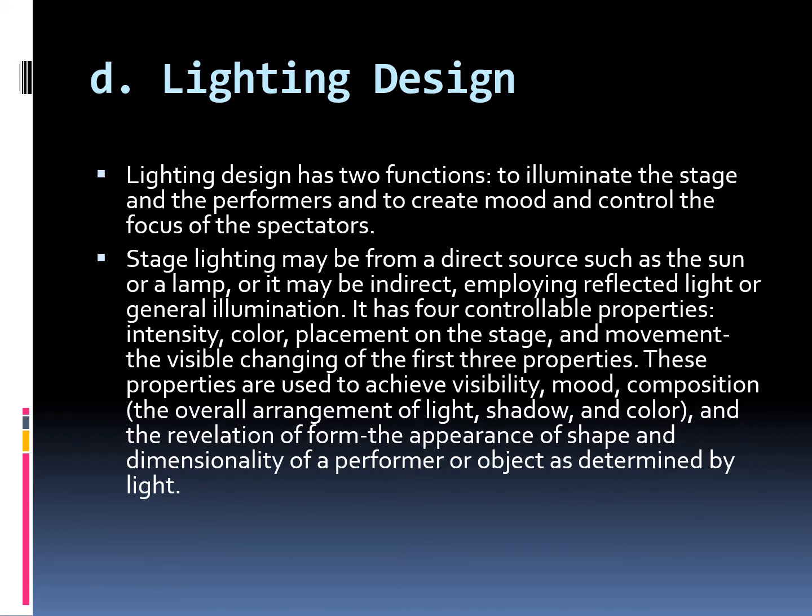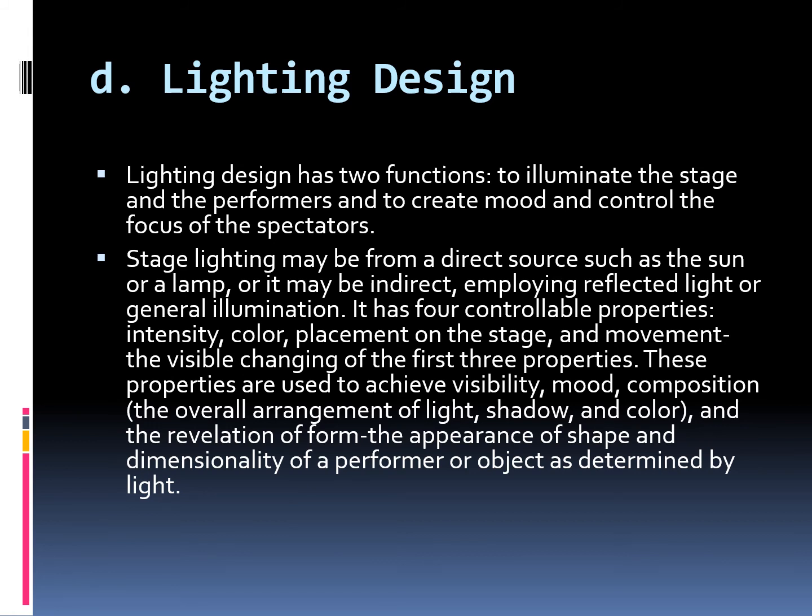Lighting design. Lighting design has two functions: to illuminate the stage and the performers, and to create mood and control the focus of the spectators. Stage lighting may be from a direct source, such as the sun or a lamp, or it may be indirect, employing reflected light or general illumination. It has four controllable properties: intensity, color, placement on the stage, and movement.